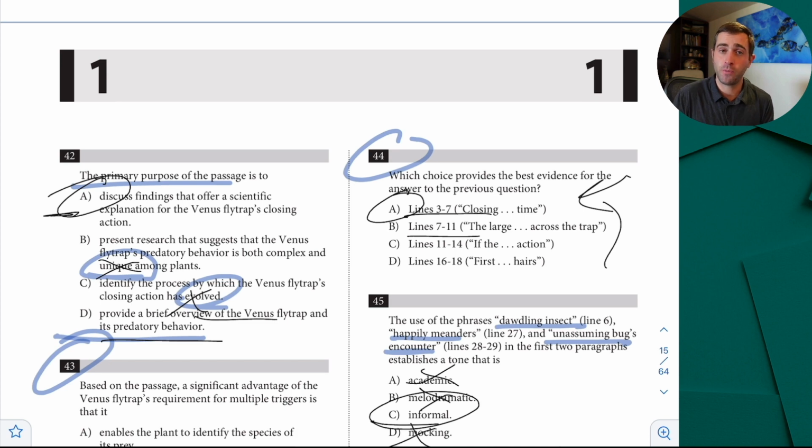Now, this hopefully will give you a really good foundation. Other things I would recommend: working through individual passages in 13 minutes and starting to apply some of this strategy, looking for the small details of what's making stuff right versus wrong.